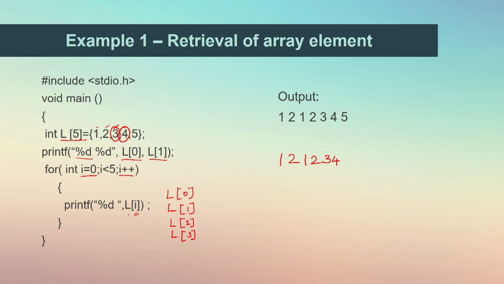When it enters the loop, L of I is now replaced with the value 4. So, L of 4 will be displayed. L of 4 represents the value 5, so 5 is displayed. So, this is the output which we will be getting on accessing the array through 2 ways.